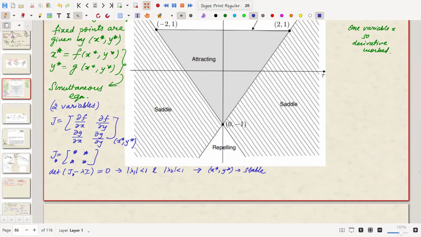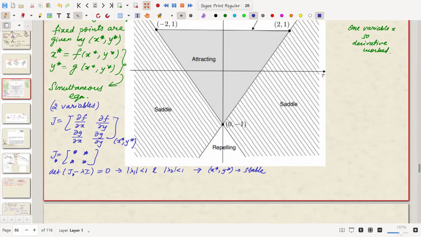How many of you did not get this? Is it okay? Okay. So what we did: you take the Jacobian, evaluate it at the fixed point, then find the eigenvalues of that Jacobian. If you find the eigenvalues, how many eigenvalues will there be? Two, because it's a 2 by 2 matrix.